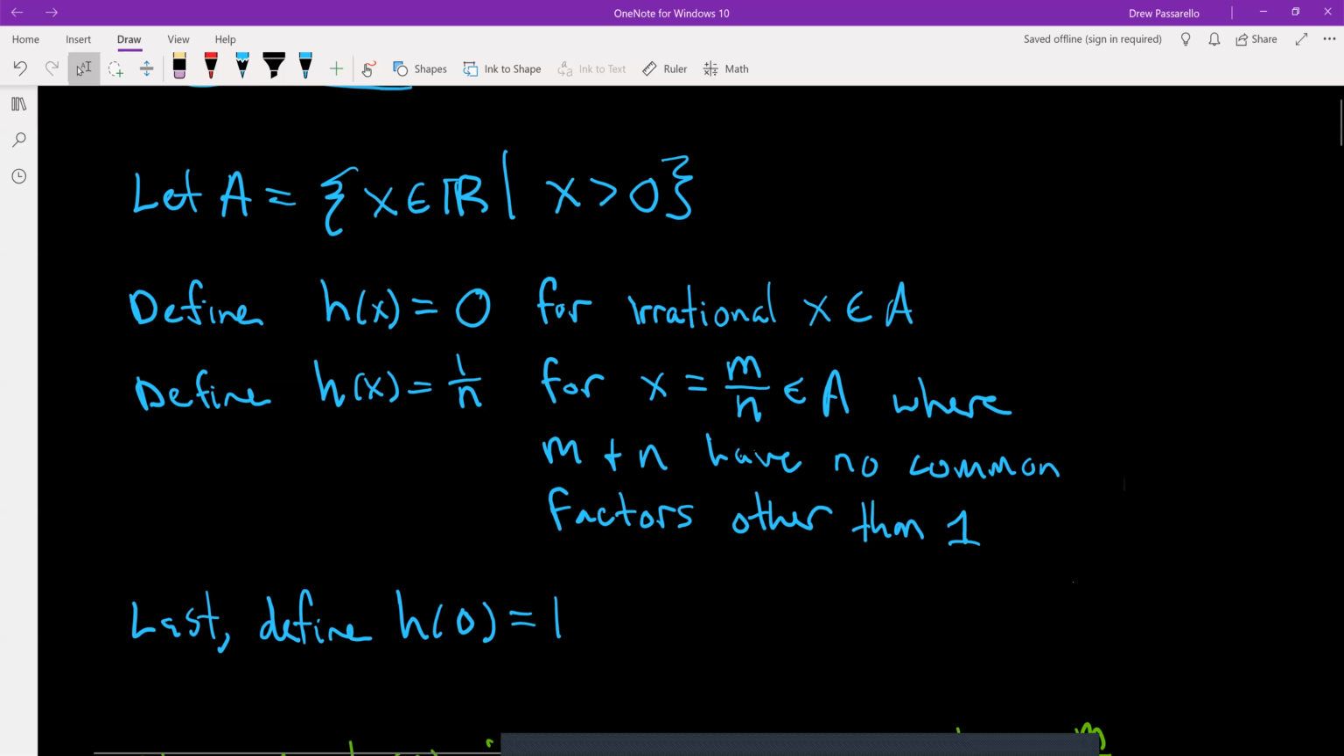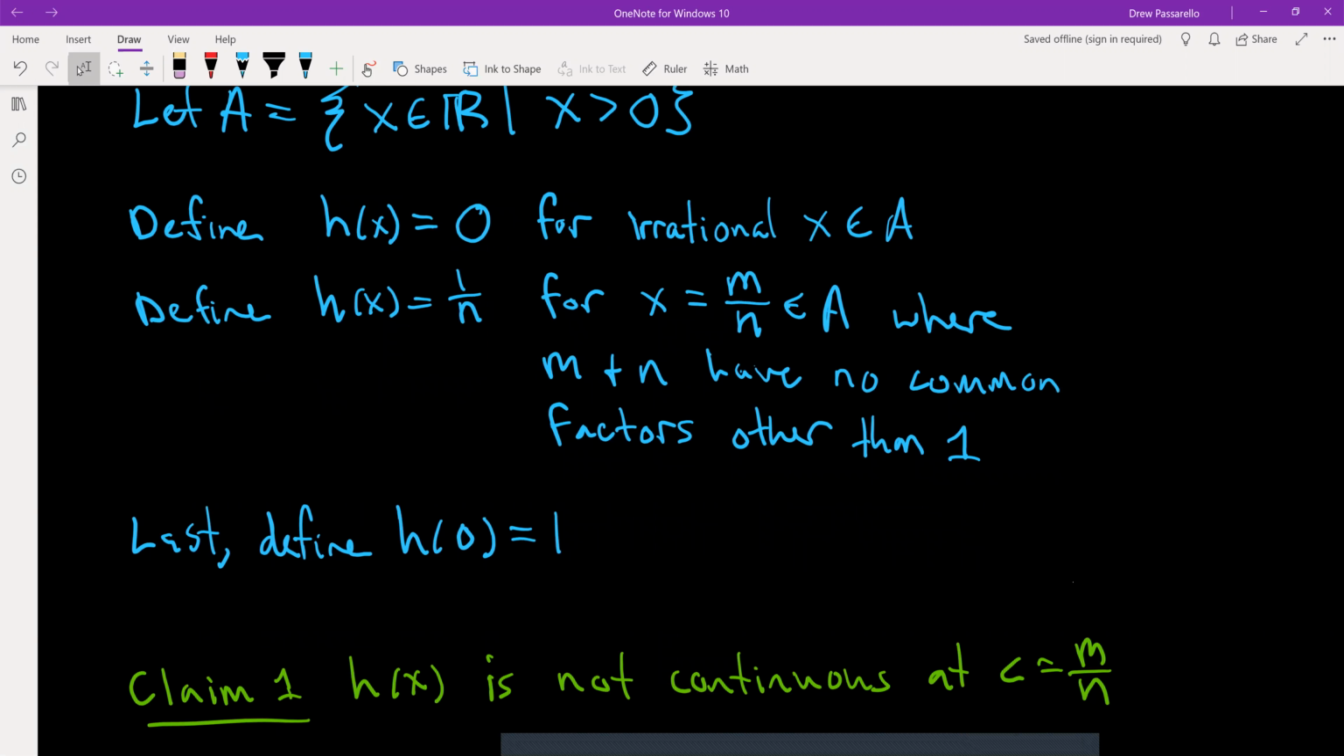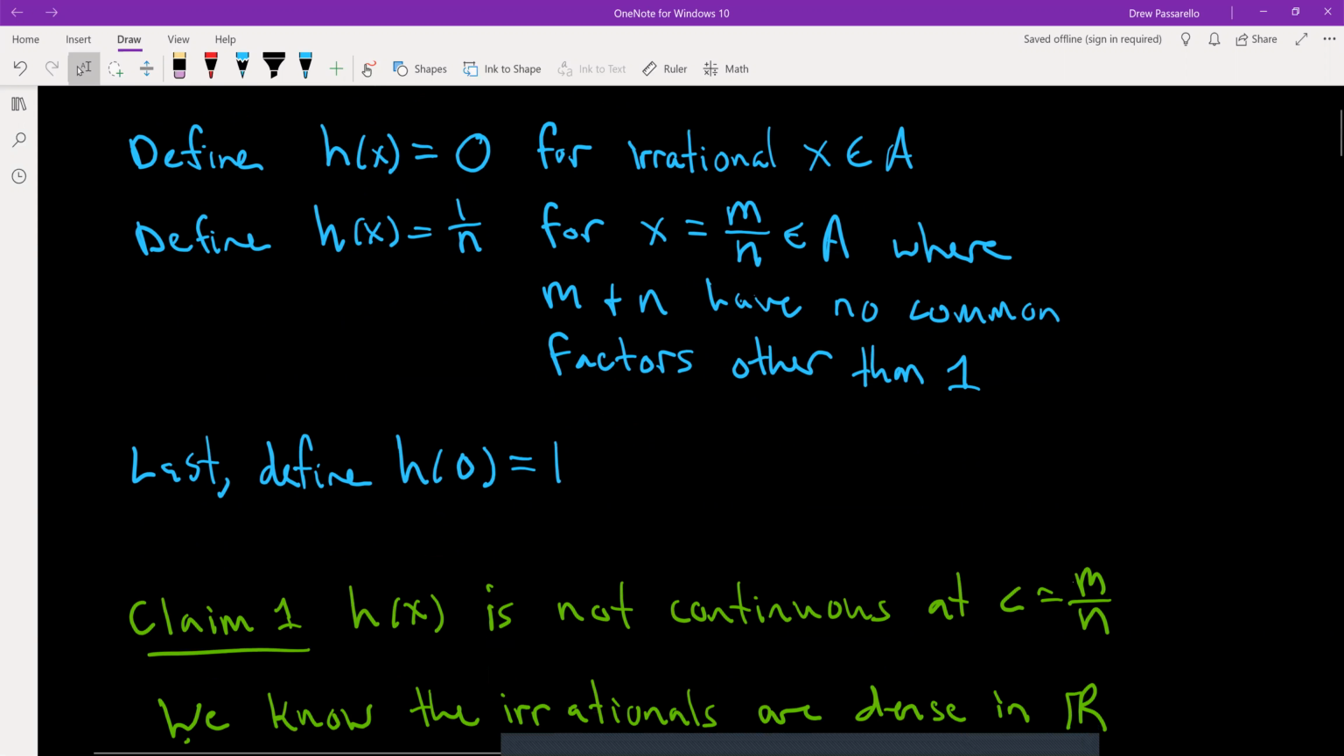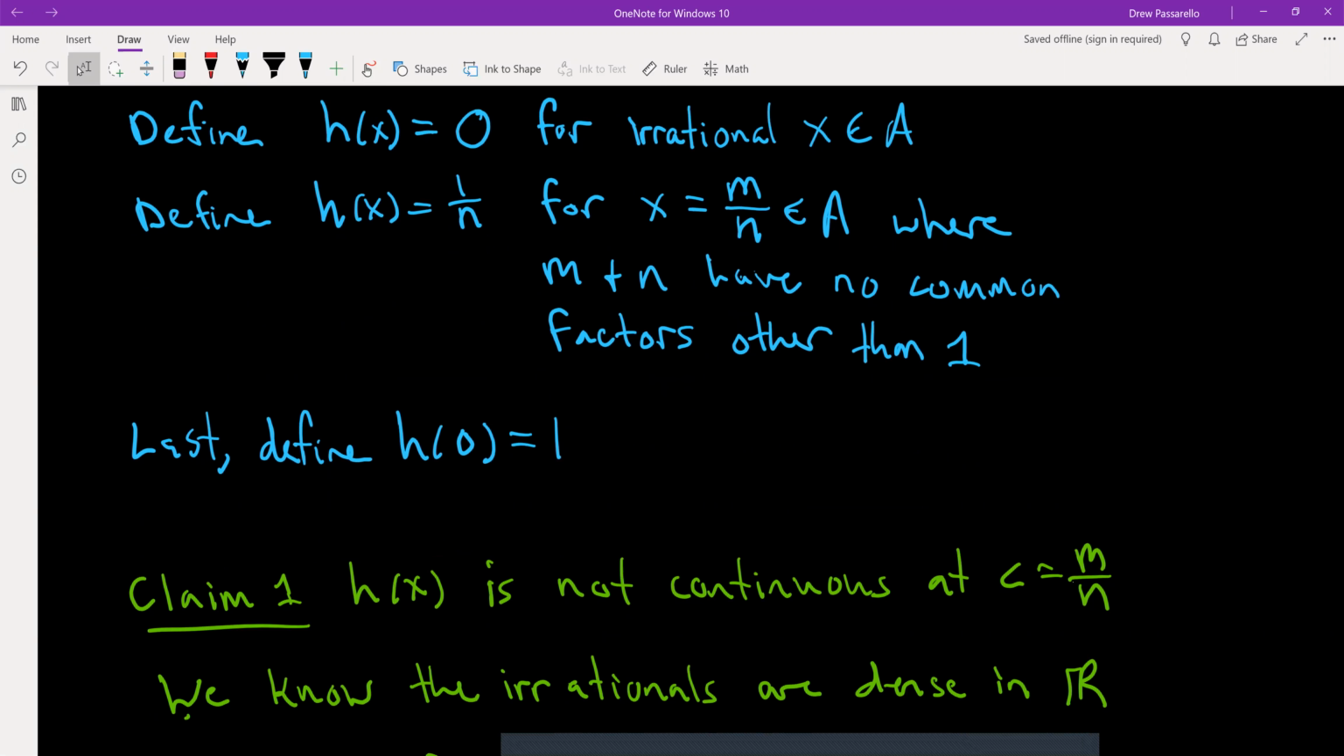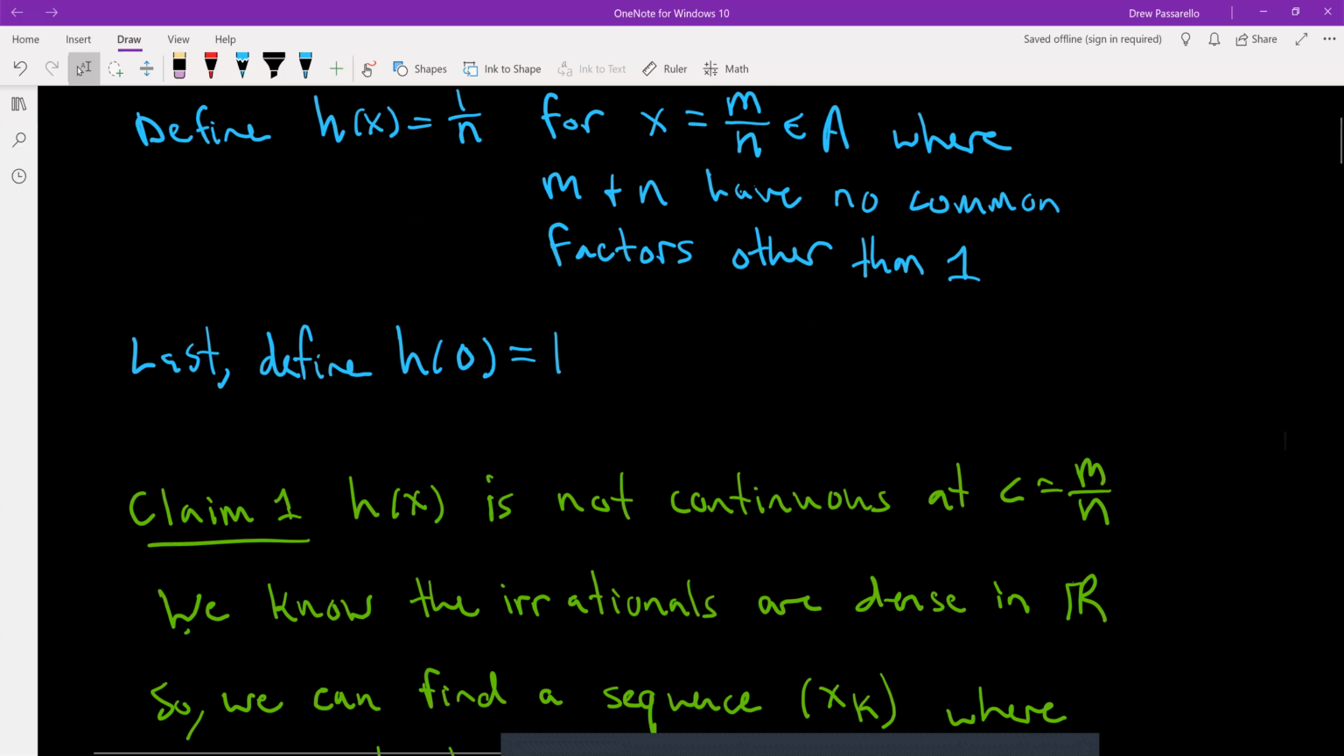So this function is not continuous for the rational values in the set, as far as the rationals being in reduced form of m divided by n. So claim 1 will show h of x is not continuous at c equals m over n. And again, m divided by n is going to be in reduced form, so no common factors other than 1.